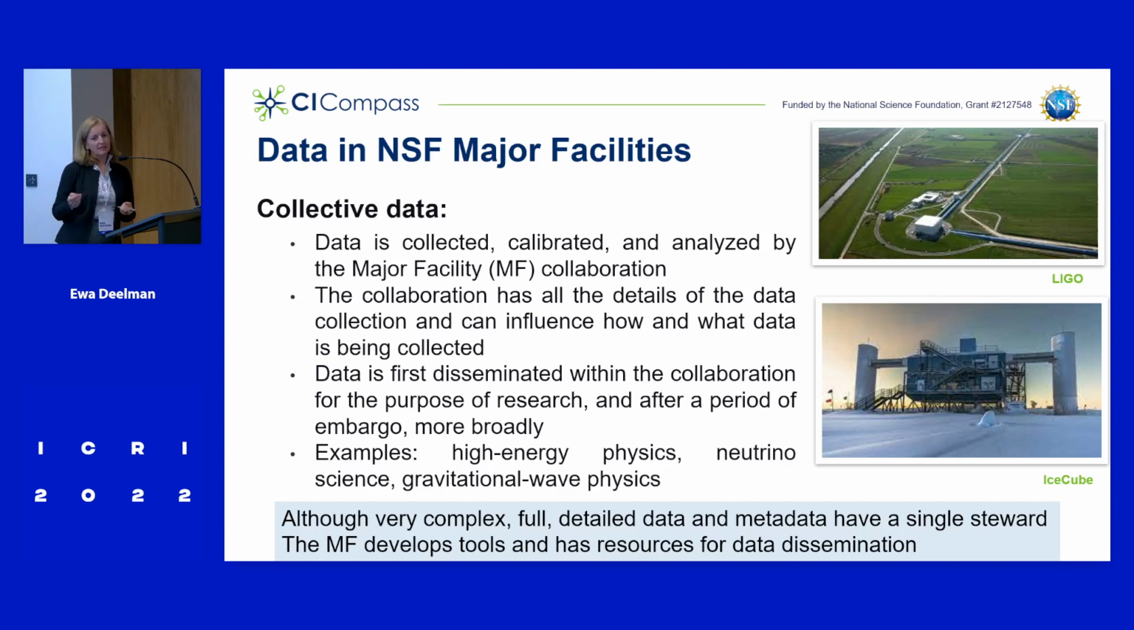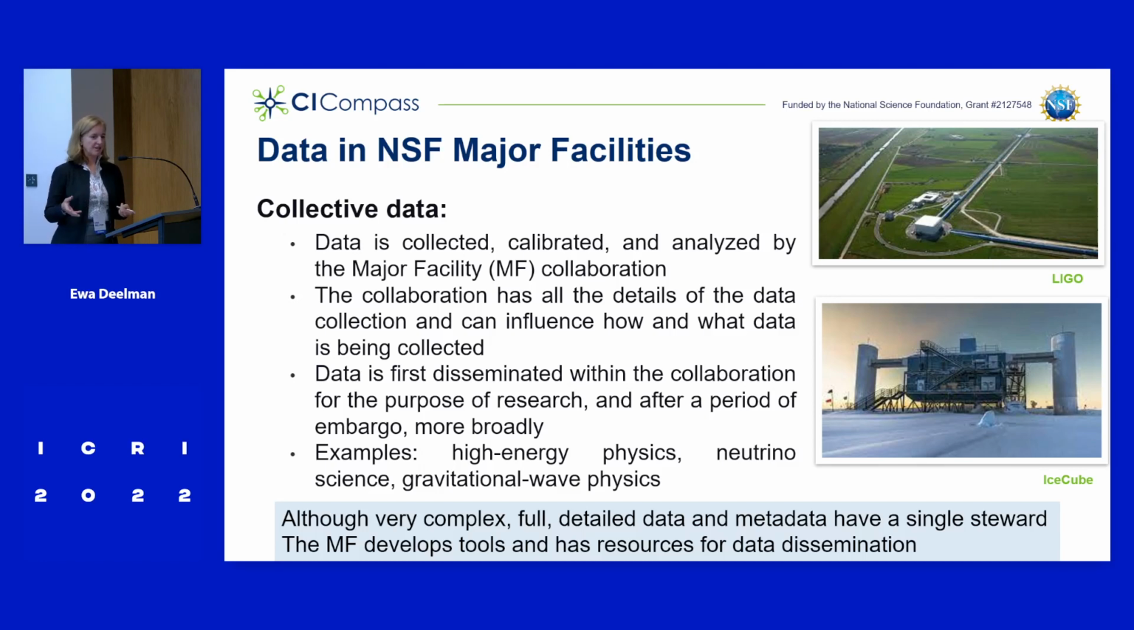So collective data, in this case, think of high-energy physics, LIGO, CMS, IceCube, the neutrino detector at the South Pole. These are large facilities where they collect the data, calibrate it, and analyze it as part of a collaboration. So the LIGO gravitational wave scientists come together, build an instrument, collect the data, analyze it, use it for their own research, and then disseminate it to the community.